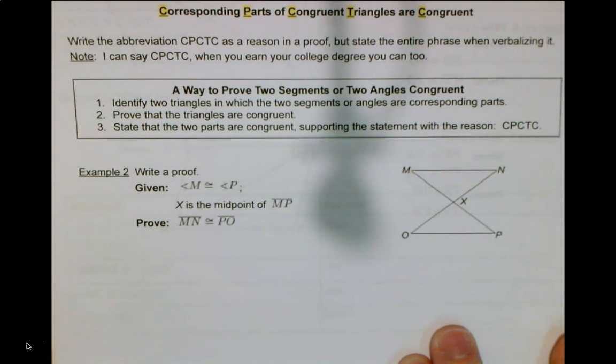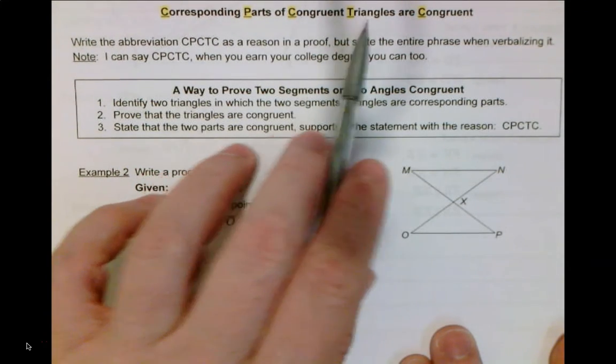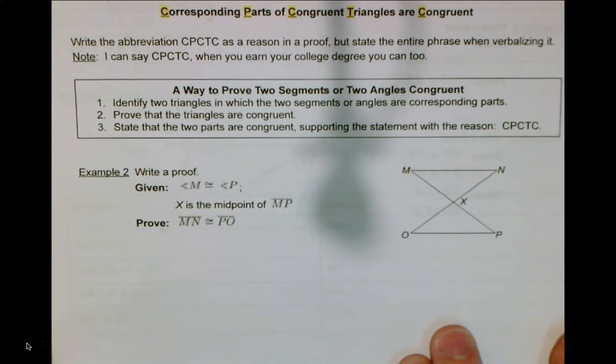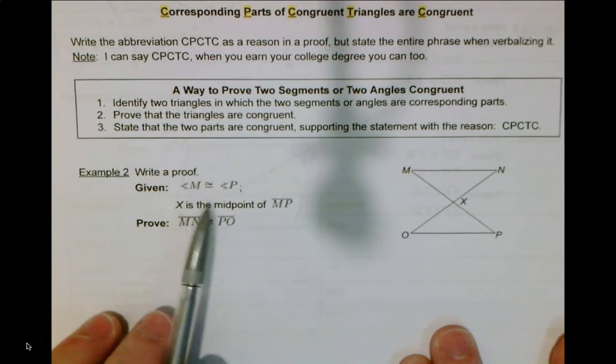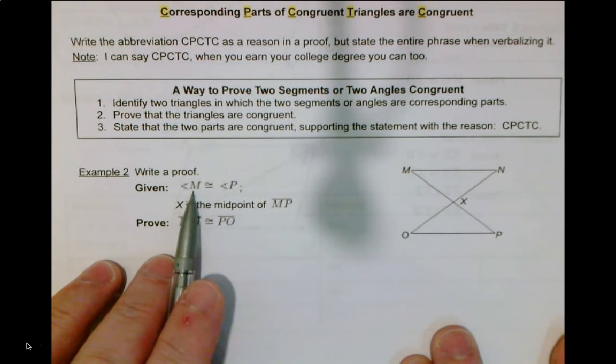To use CPCTC, corresponding parts of congruent triangles, we have to have congruent triangles. Unless we're given that the triangles are congruent, we're going to have to prove that the triangles are congruent first, and then all those pieces parts that we didn't know before were congruent must now be congruent. Okay, so in example 2, angle M is congruent to angle P.